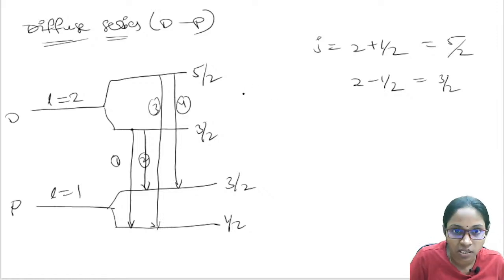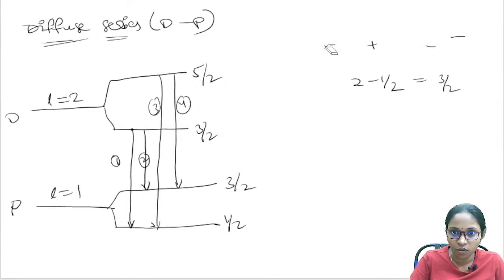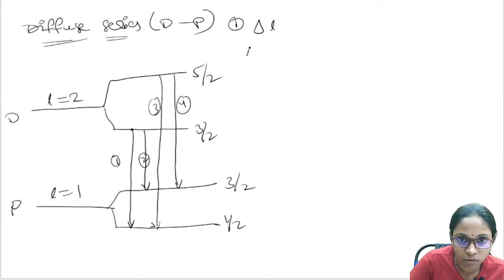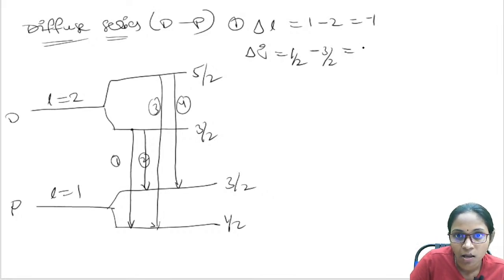Now check for the selection rules. If all the transitions obey the selection rules, then only the transition is possible. If any one of these lines doesn't obey the selection rules, then the transition is not possible. Let's see. I will check the selection rules. For the first line, check delta L and delta J values. Delta L is 1 minus 2, which is minus 1, and delta J is 1 by 2 minus 3 by 2, whose value is minus 1.